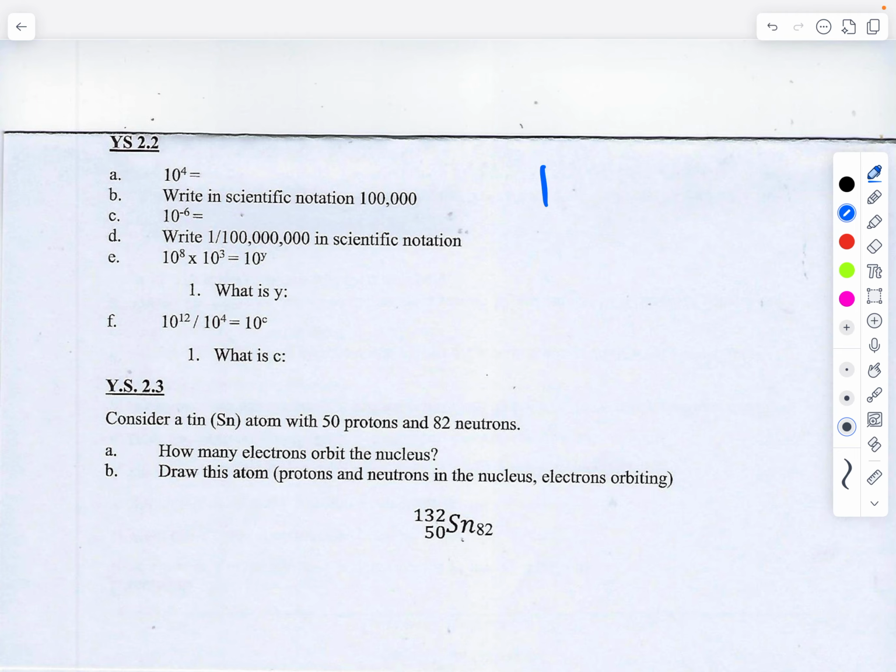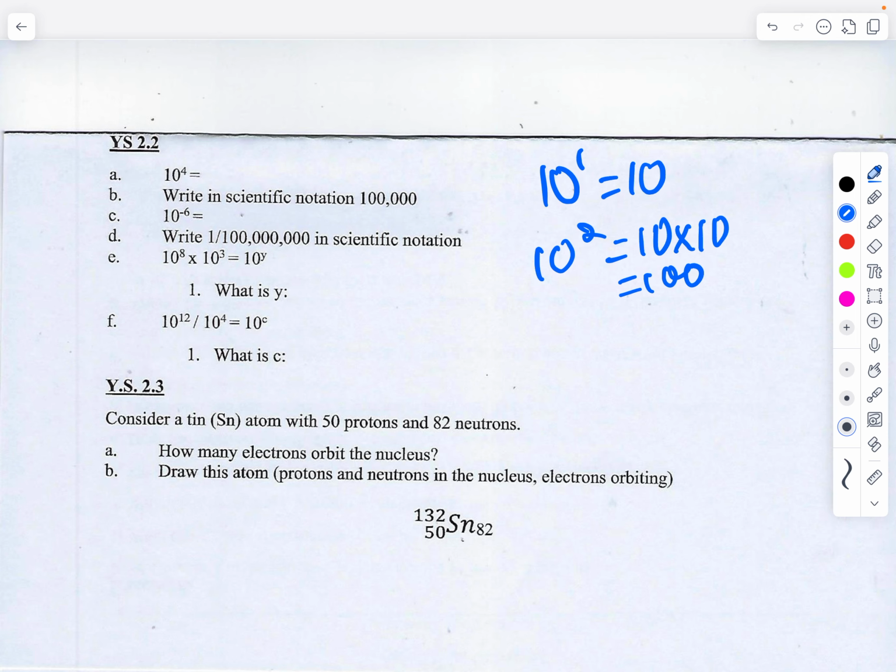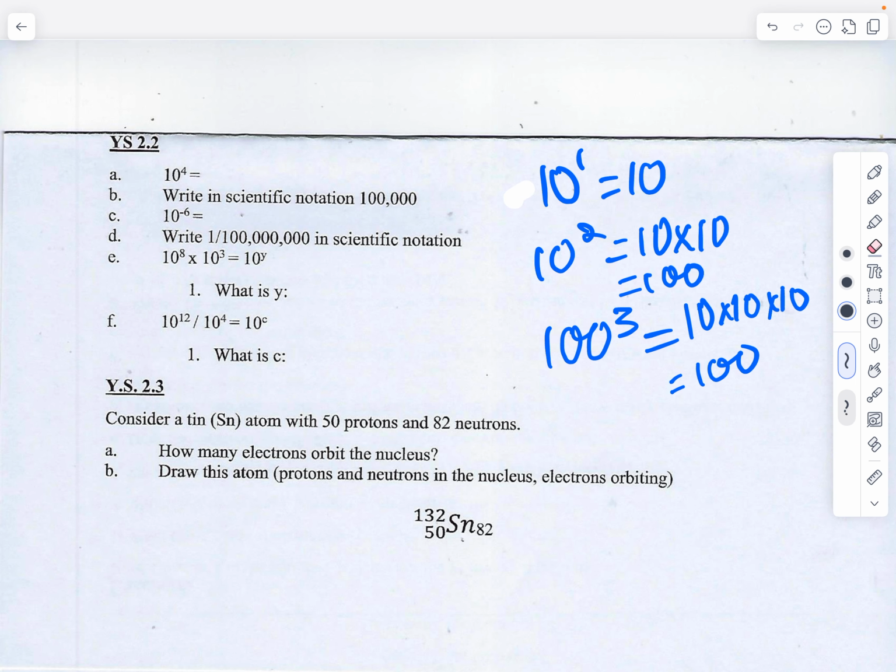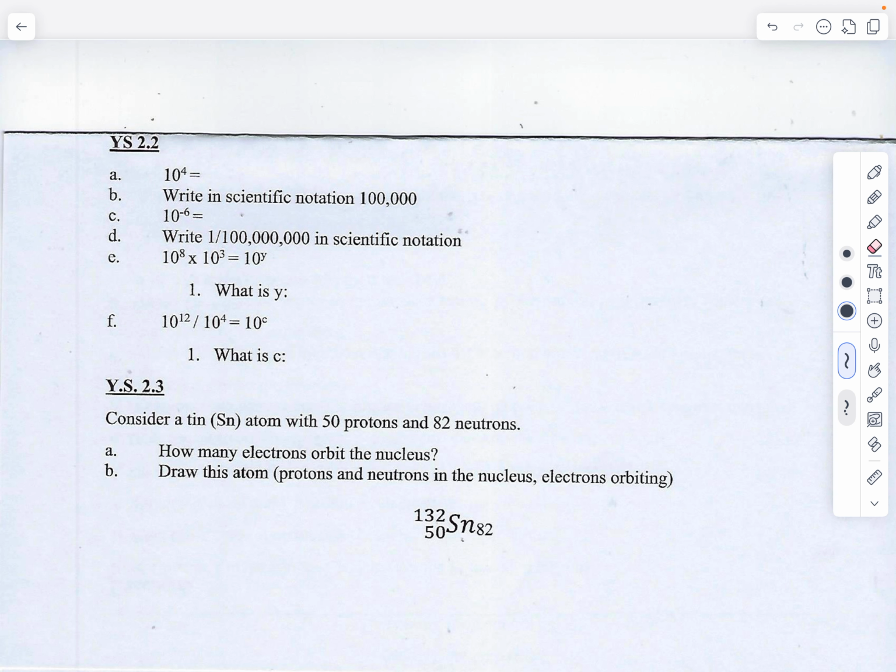But basically, 10 to the first is 10 by itself, right? 10 to the second is 10 times 10, which is 100, right? And same thing, 10 to the third is 10 times 10 times 10, which is 1,000, right? And the other way, if you go backwards, 10 to the negative something.